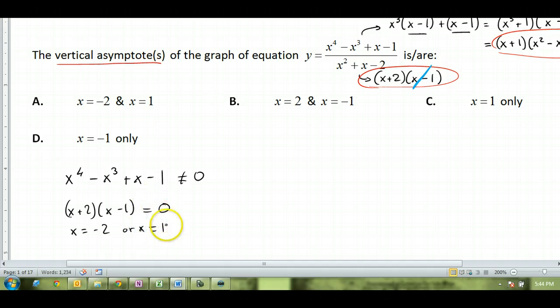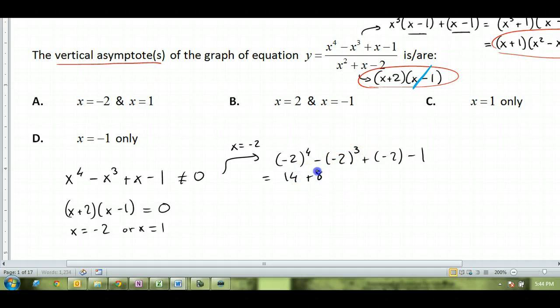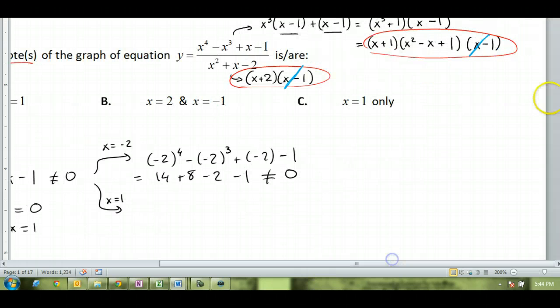So, if you cannot factor the top, just plug in the value and make sure it doesn't make the top equal to 0. So, here, let's go. Let's plug in x equals negative 2. So if x is negative 2, we have negative 2 to the 4th minus negative 2 cubed plus negative 2 minus 1. So this is 16, negative 8 plus 8, minus 2 minus 1. I don't need to look at what it is. It's not going to be 0. If x equals 1, we know from our factorization that we should find 0. So let's see.